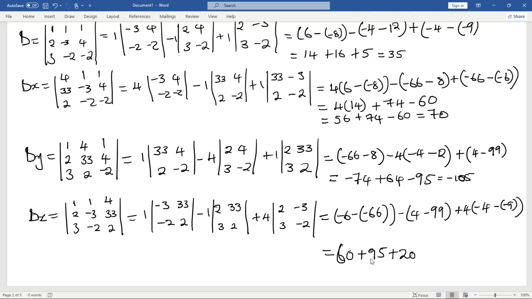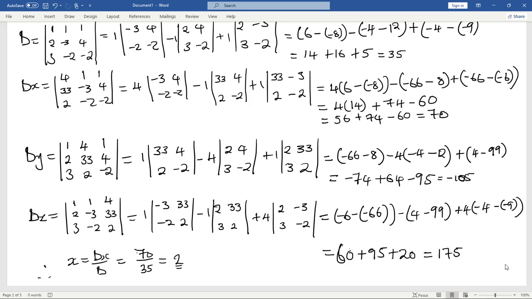So if we add everything that we have here, we're simply going to get, so 60 plus 95, we get 155. So 155 plus 20, we get 175 here. So meaning that here we have 175 like this here. So therefore now, remember we said the value of x here is simply equal to dx over d like this here. Then what we got for dx here is 70. So I just say 70 there divided by 35, which is the value for d, which will give us 2 there. So the value of x is 2.